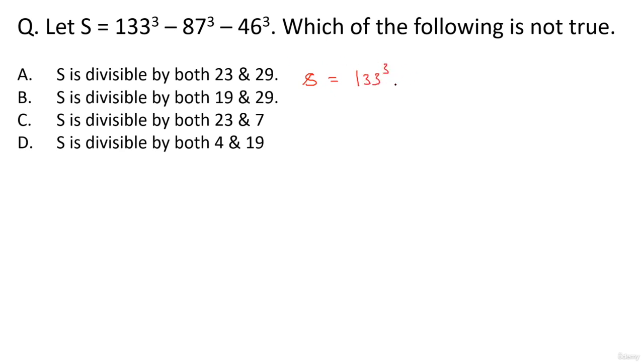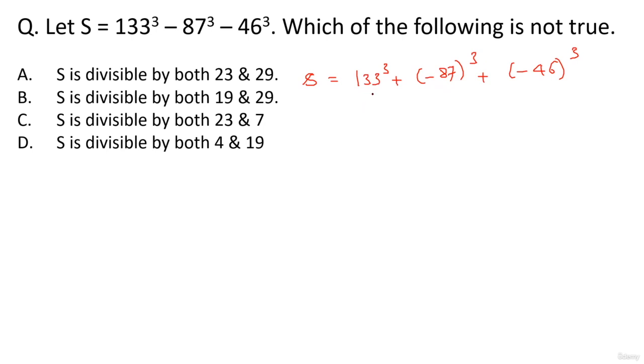minus 87 cube. I can write it as plus of minus 87 the whole cube, right? Because if you cube minus 87, the minus sign will come outside anyway. So writing it as plus of minus 87 cube will not make any difference. Same thing you can do for plus minus 46 cube. It's an odd power, so the minus sign comes outside anyway. So whether you write minus 87 cube or take the minus sign outside, it doesn't make a difference.